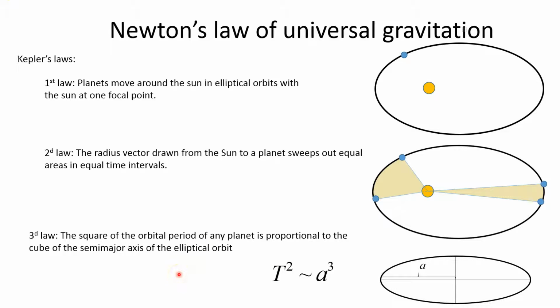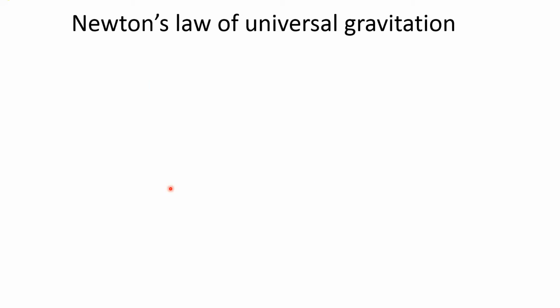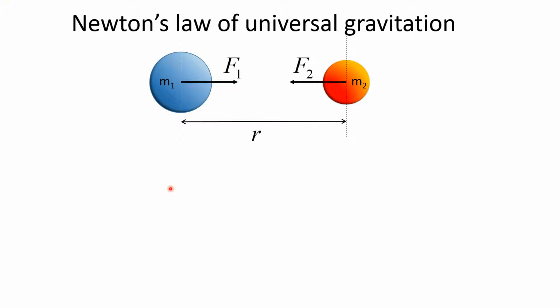Well, Kepler found that planets move around the Sun according to these laws, but he did not know why. It took about 50 years or so before Newton came, and he found the law of universal gravitation. In fact, he reinvented it because a few thousand years before, an Indian mathematician had already found the same law.